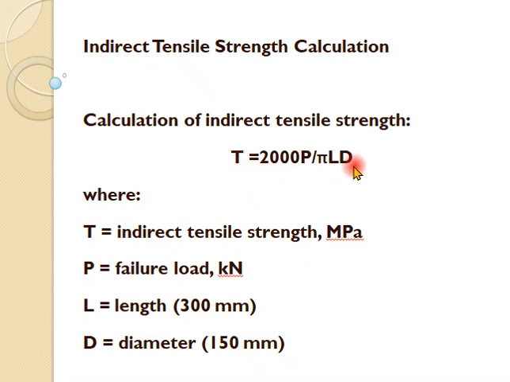After getting the test result of the indirect tensile test, we have this equation we can use to calculate the indirect tensile strength, where T is the indirect tensile strength in megapascals, and P is the failure load recorded by the testing machine, and L is the length of the specimen, which is 300 millimeters, and D is the diameter of the specimen, which is 150 millimeters.